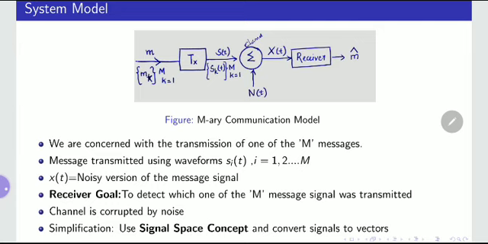So how is it done? We will use the signal space concept that we have studied earlier, and we will convert these signals to vectors. So that is the simplification that we use here to design an optimum receiver. An optimum receiver is one which results in the least probability of detection error.